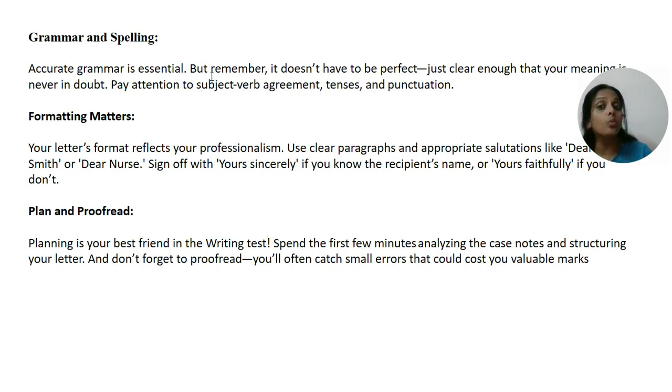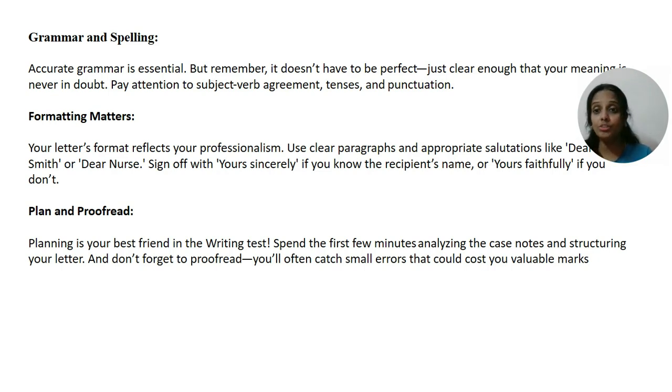When proofreading, read your letter backward sentence by sentence. This forces your brain to focus on each sentence individually. And don't rely on your first draft being perfect. Always check for overlooked details or mistakes before submitting.